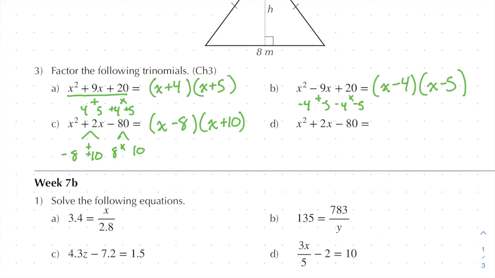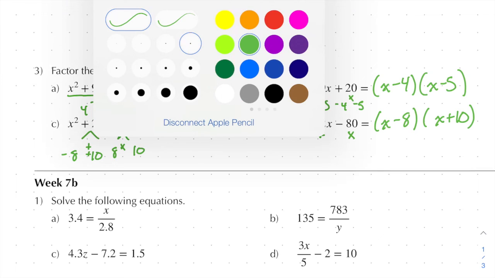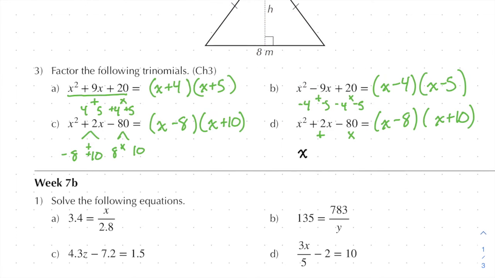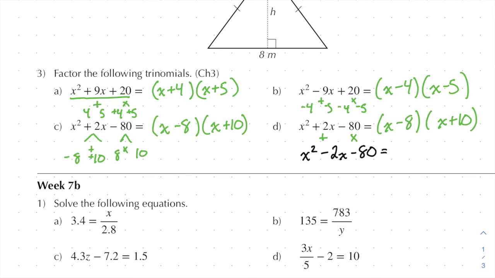Right, our last question. Again, what multiplies together to give us minus 80? And what adds together to give us plus 2? Well, look at this. It's the same question. I believe I was supposed to change this question, but I didn't. So we're going to get the same answer right here. However, how I was supposed to do this question was like this. X squared minus 2x minus 80. How would that change the answer? Well, it would still be 8 and 10, only this time our 8 would be positive and our 10 would be negative.